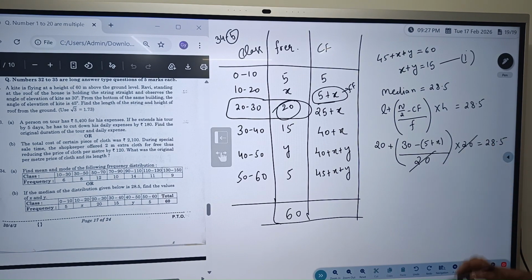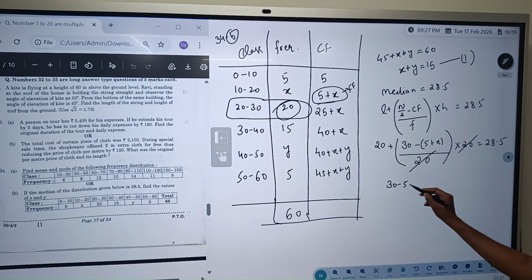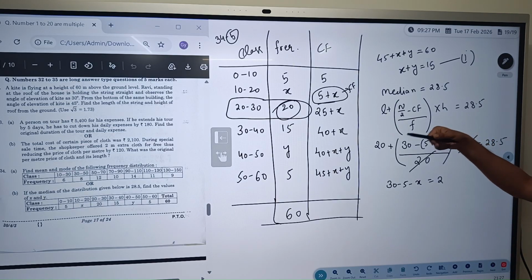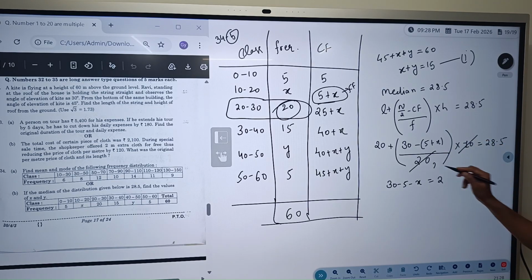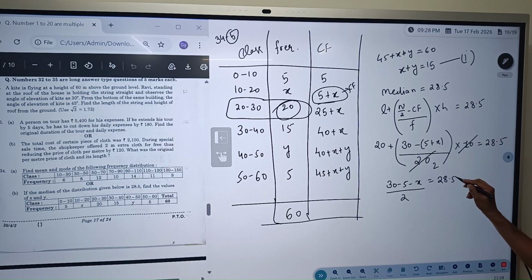Sorry, in this case h is not 20, h is 10. So when you cancel it, it becomes 2. You can take this 20 on RHS. So 30 minus 5 minus x upon 2 is equal to 28.5 minus 20, that is 8.5.